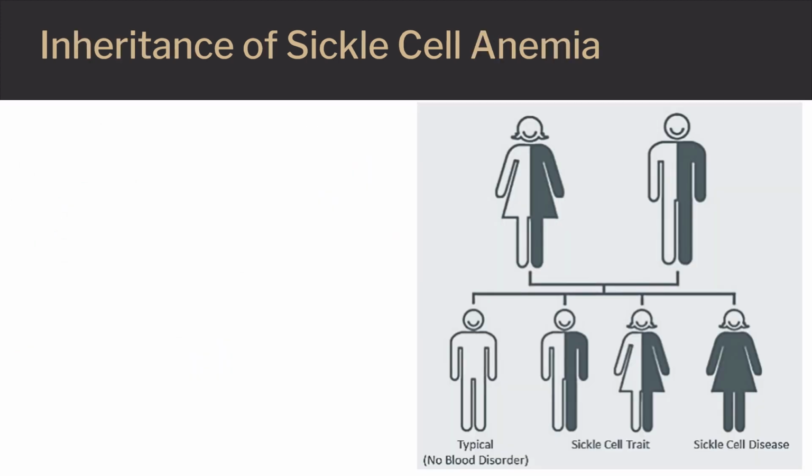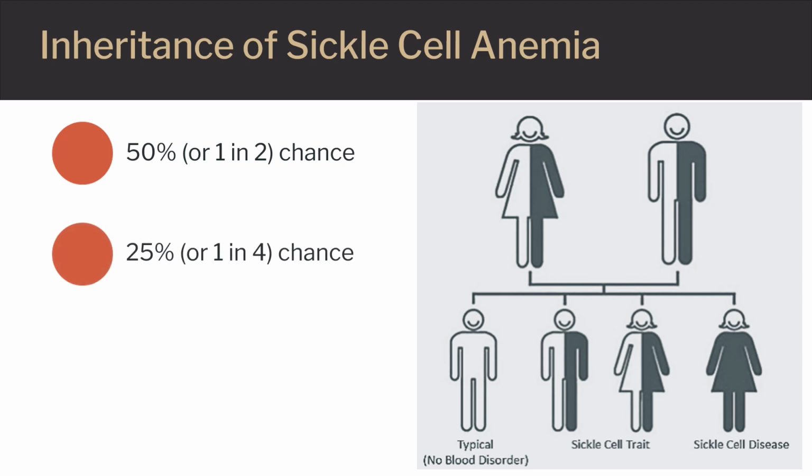If both parents have SCT, there is a 25% or 1 in 4 chance that any child of theirs will have SCD. There is the same 25% or 1 in 4 chance that the child will not have SCD or SCT. People who inherit one sickle cell gene and one normal gene have sickle cell trait or SCT. People with SCT usually do not have any of the symptoms of sickle cell disease, SCD, but they can pass the trait along to their children.